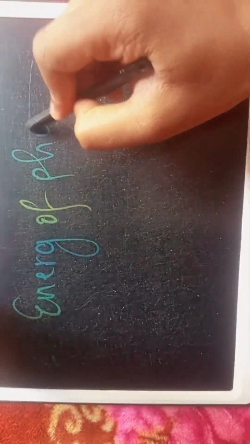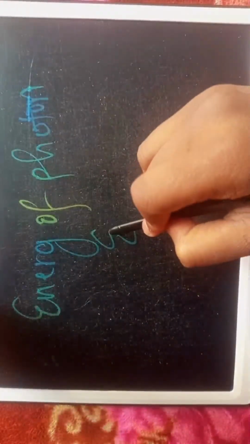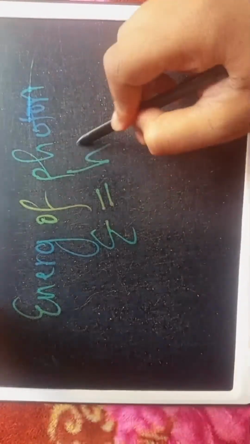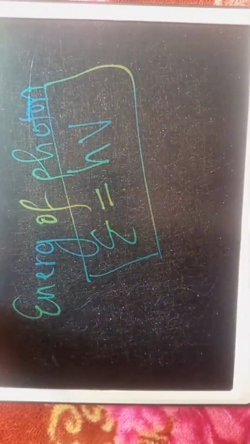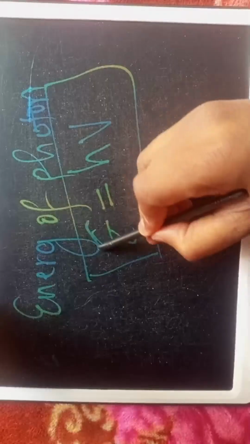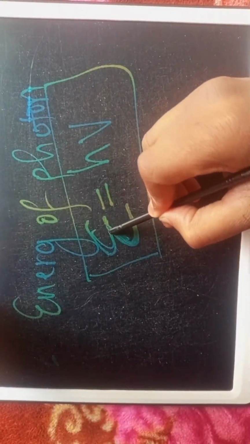Now we will study another: energy of photon. Energy of photon, E is equal to hv. What is the formula of energy of photon? E is equal to hv.